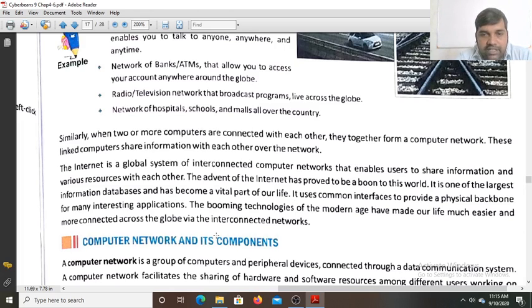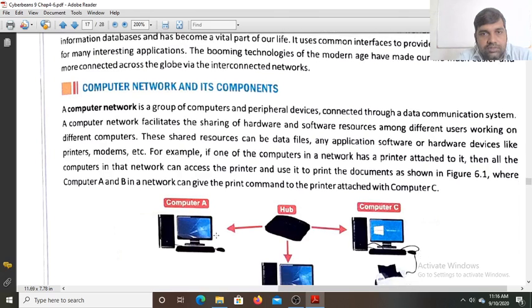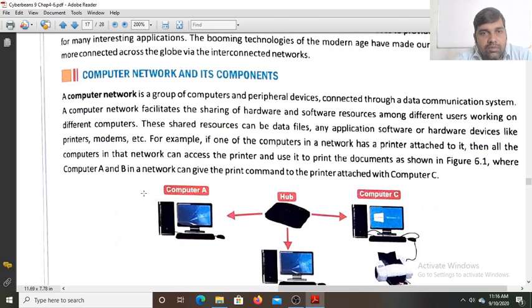So, the computer network and its components. A computer network is a group of computers and peripheral devices, that is, hardware devices connected to the computer, like printer, scanner, keyboard, mouse. All these are the peripheral devices connected through a data communication system. A computer network facilitates the sharing of hardware and software resources among different users working on different computers.